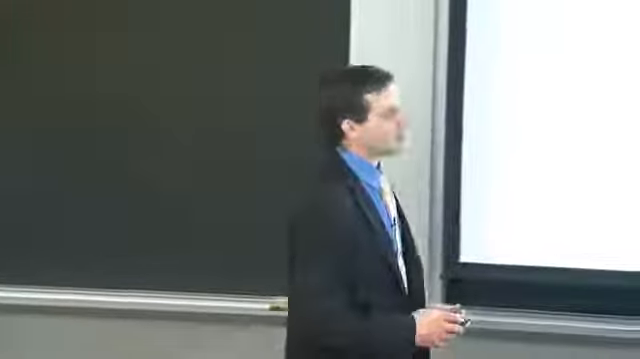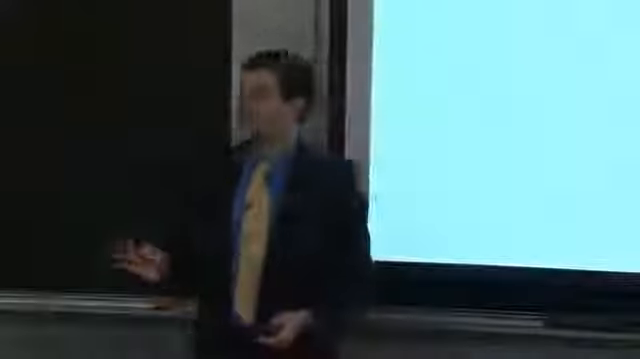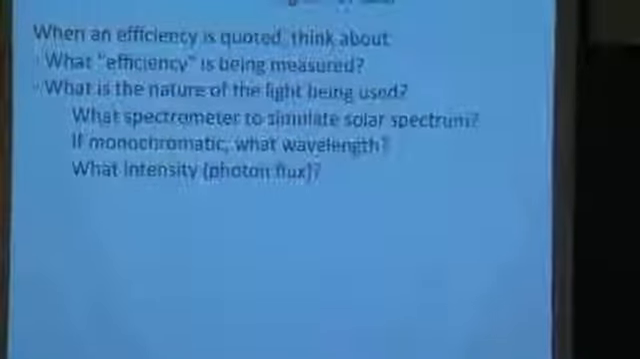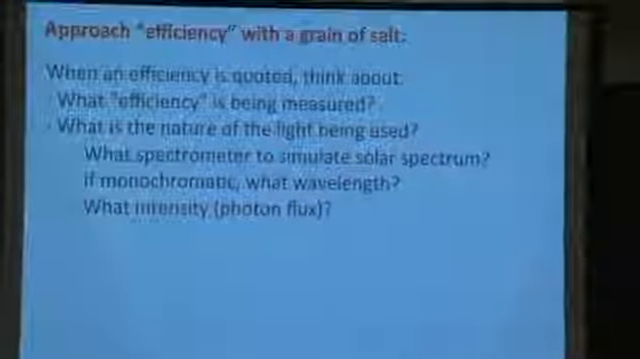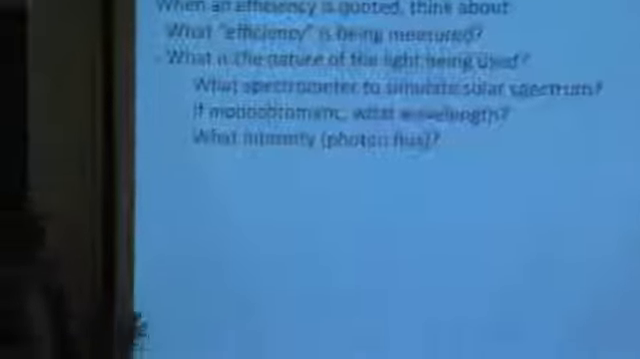Or is this some monochromatic light source that somebody set up because they knew, aha, my solar cell really responds well to, say, 500 nanometers light, right? So I'm going to report my values right at that wavelength. Right? You have to take it with a grain of salt. Yeah, exactly. And what is the intensity of the light that's being used as well?